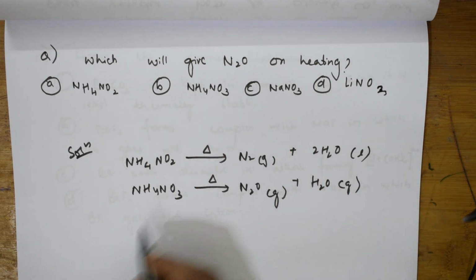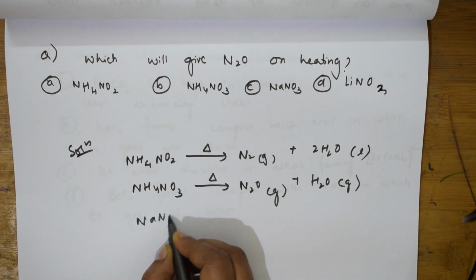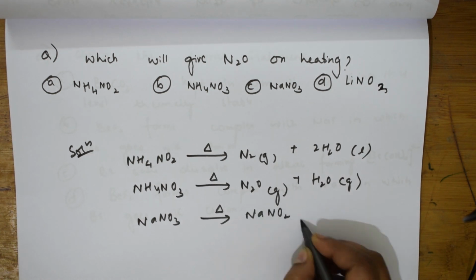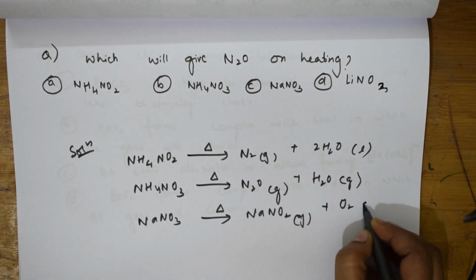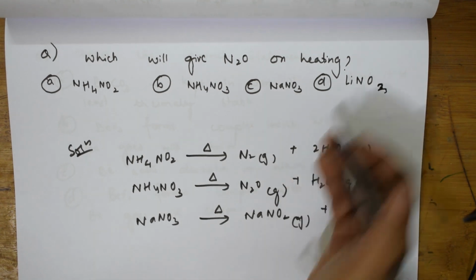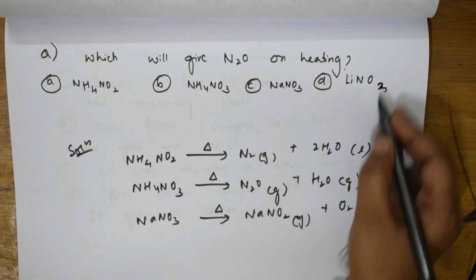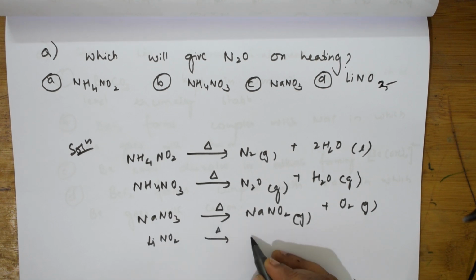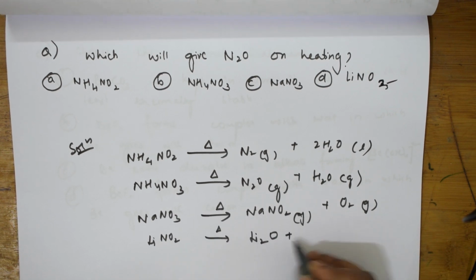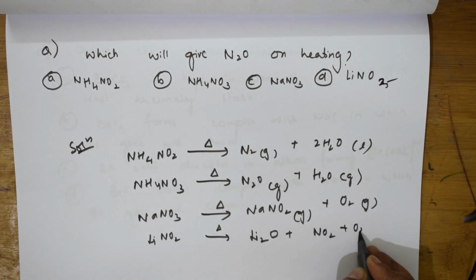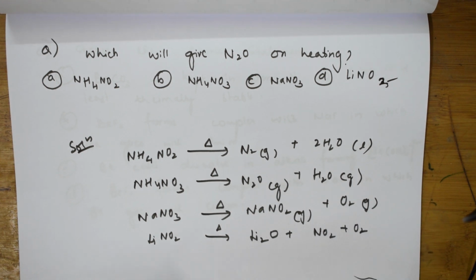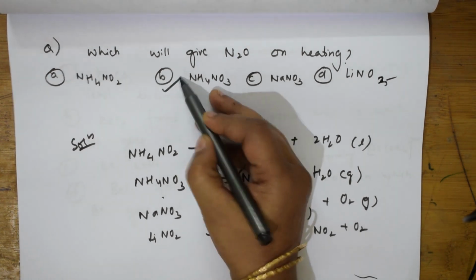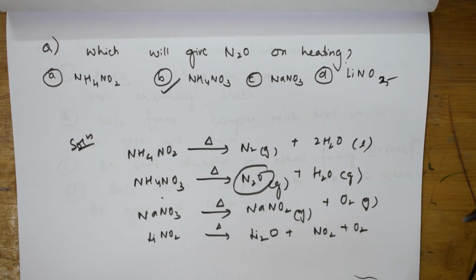Ruled out. Okay, I've already got the answer, isn't it? N2O I've already got. Next, NaNO3. Let us see. NaNO3 on heating gives me NaNO2 plus oxygen gas. If I have to speak about LiNO3, it breaks up on heating into Li2O plus NO2 plus oxygen. So the correct option is ammonium nitrate, which on heating gives me N2O. This is the correct option according to the equations.